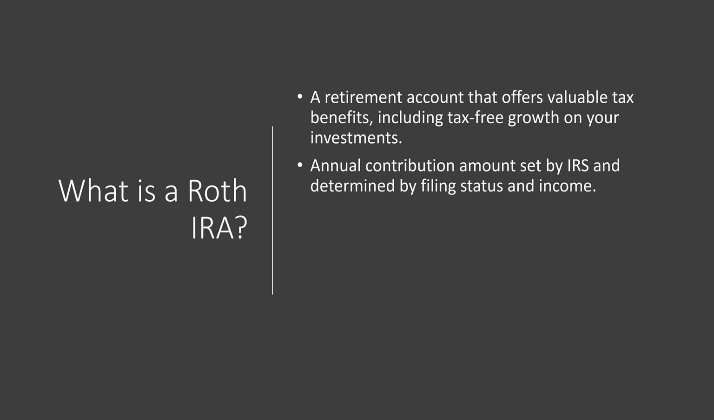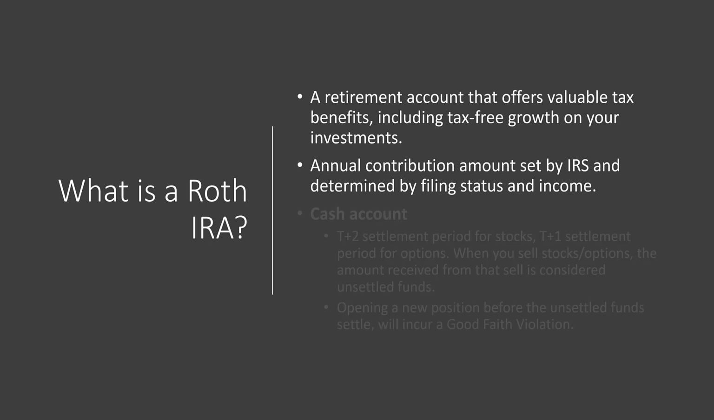Now, the annual contribution is set by the IRS on a yearly basis, and this can change over time. Currently, the annual contribution is $6,000, but if you're over the age of 50, you can contribute an extra $1,000, which is a total of $7,000 per calendar year. Now, this money does not need to be put in at one time. It can be put in throughout the year, but you have an entire calendar year to put in the maximum amount, which is currently, as I said, $6,000 for those under the age of 50 and $7,000 if you're over the age of 50.